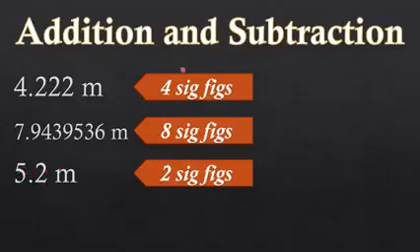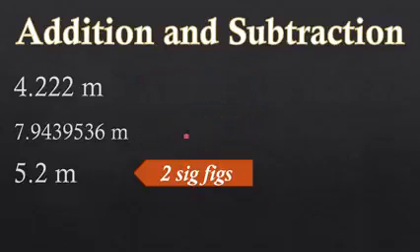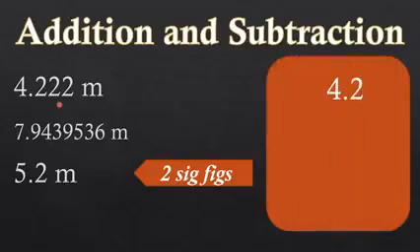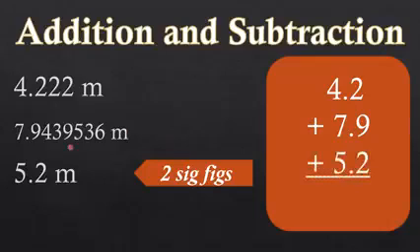According to the rule of adding and subtracting, yung magiging addends natin or yung magiging subtrahend and minuend will follow the least precise measurement. Compare natin yung 4, 8, and 2, which is the least precise measurement? That is 2 significant figures. So we need to round off each given into 2 significant figures. Ibig sabihin yung 4.222 becomes 4.2, yung 7.943956 meters becomes 7.9, and 5.2 will become 5.2.